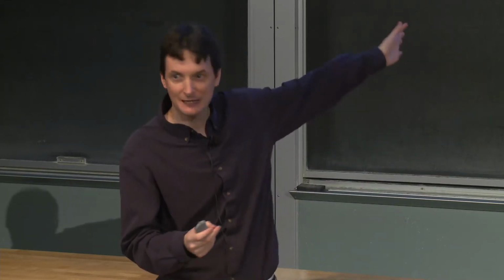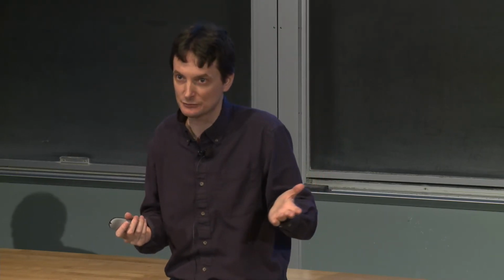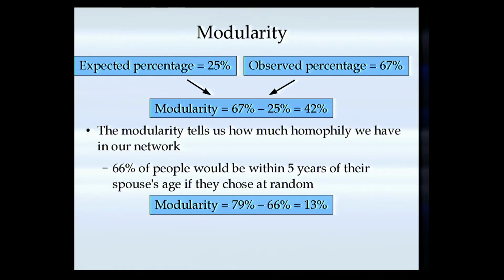So if you were choosing a spouse at random, you'd have to choose them from the people who are actually eligible to marry you. Right? You can't marry somebody who's already married to somebody else, for instance. So if you're doing that, then it turns out that 66% of the time, even if you just chose randomly, you would choose a spouse who's within 5 years of your age. So now it doesn't look so impressive that 79% of people are within 5 years of their spouse's age, because we kind of expect a lot of that anyway, just from random chance.